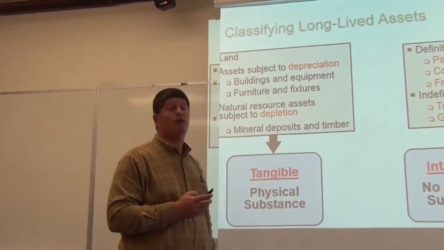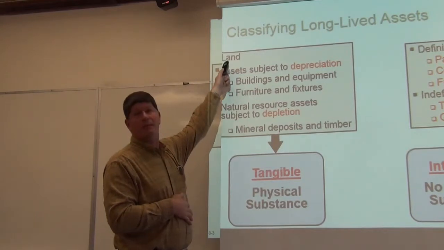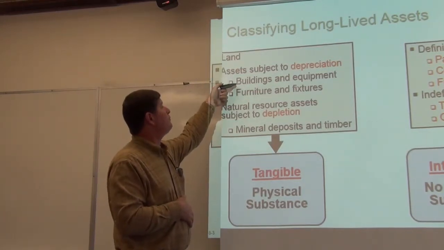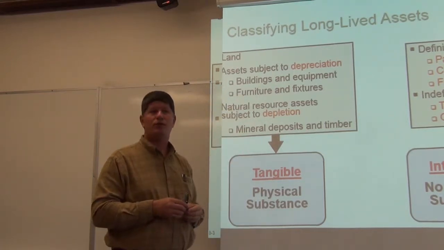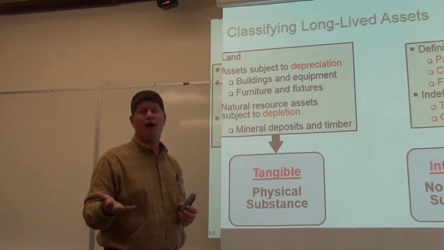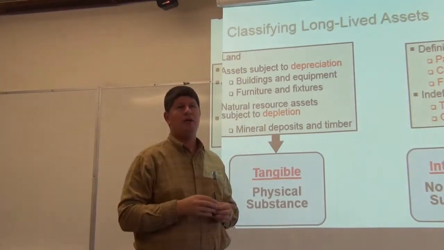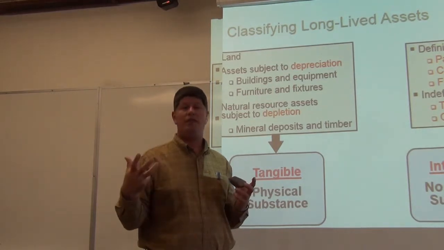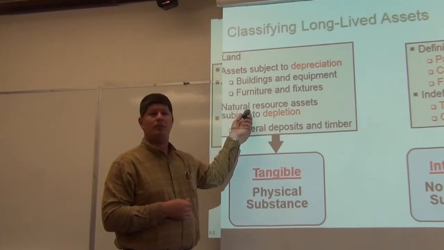So, categories. Land is a type of asset, fixed asset. Buildings are a different type. Furniture and fixtures. The other one that I didn't mention, natural resources. If you are in coal mining, gold mining. Somebody's got the gold companies in the group. Gold mining, things of that nature. You have a natural resource that is an asset to your company.